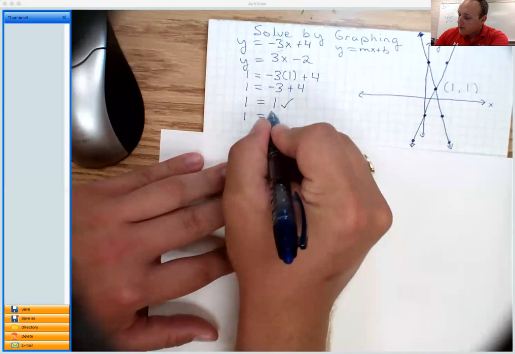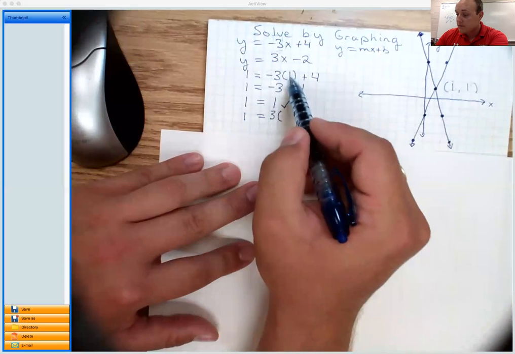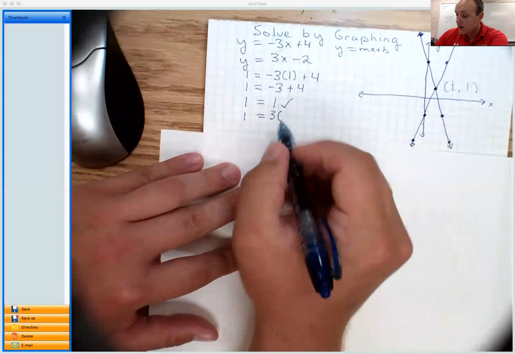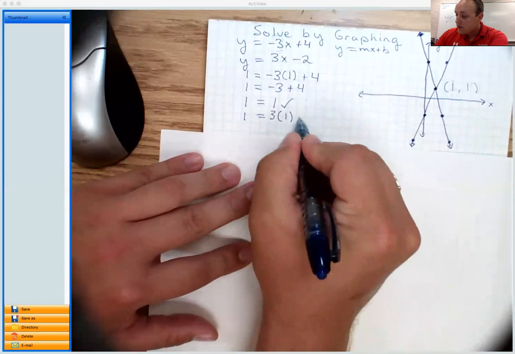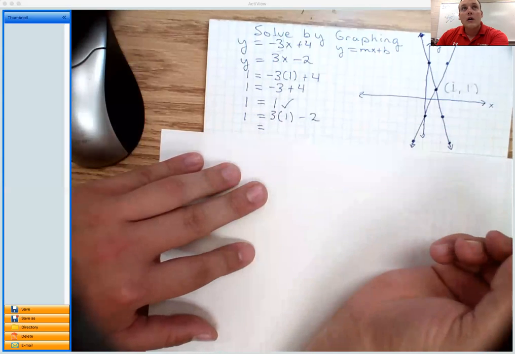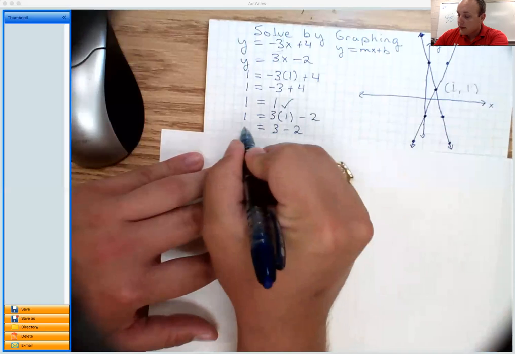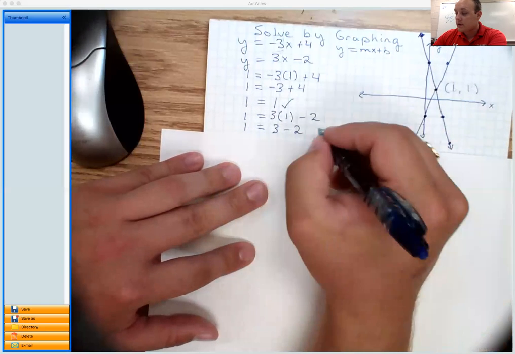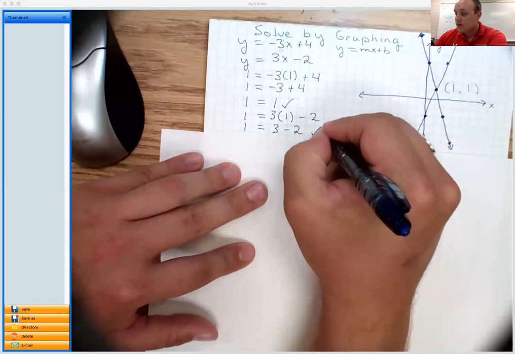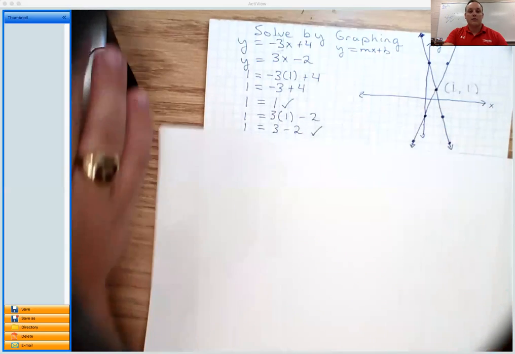And I have 3 times the x value, which also happens to be 1. So it plugs in for the x value. Subtract 2. Okay, so I have 3 times 1 is 3 minus 2. And is 3 minus 2 1? I believe it is. And that is how you solve by graphing.